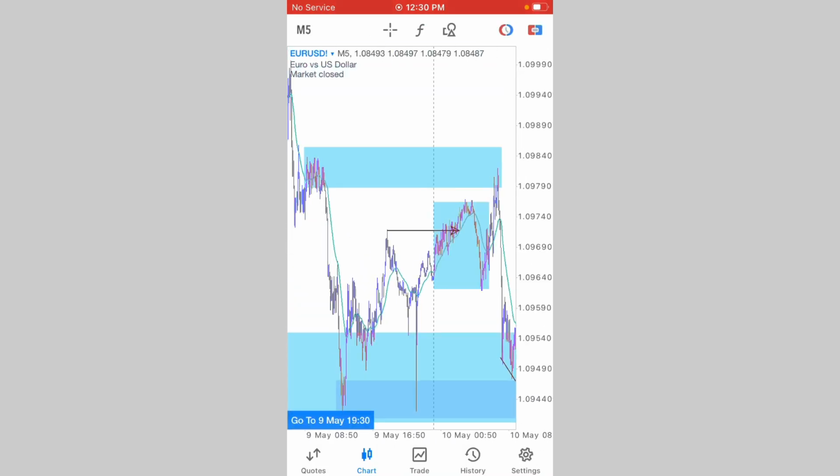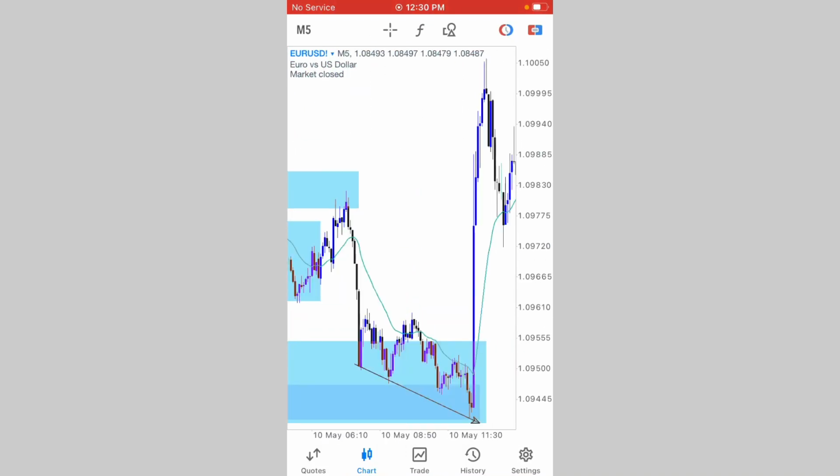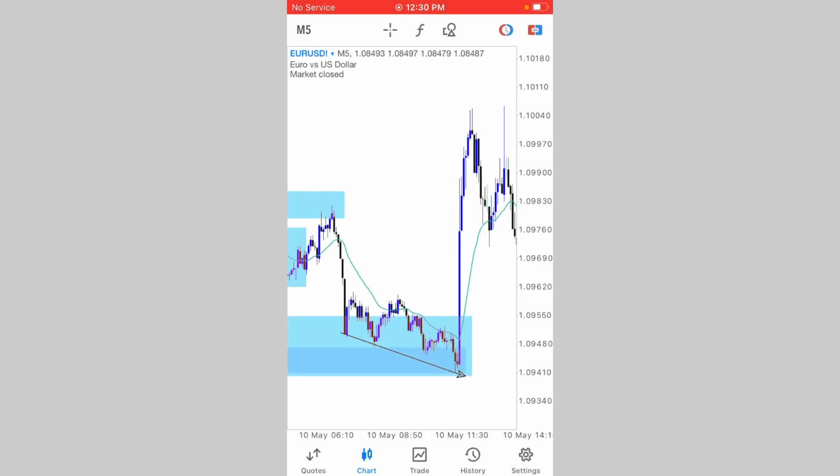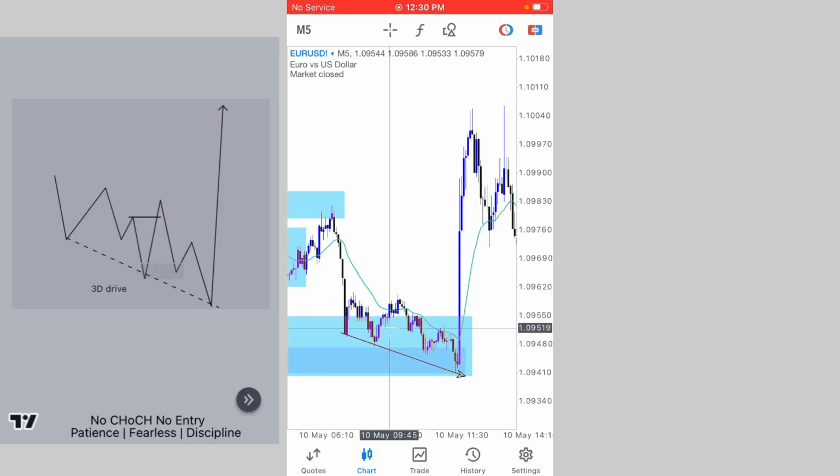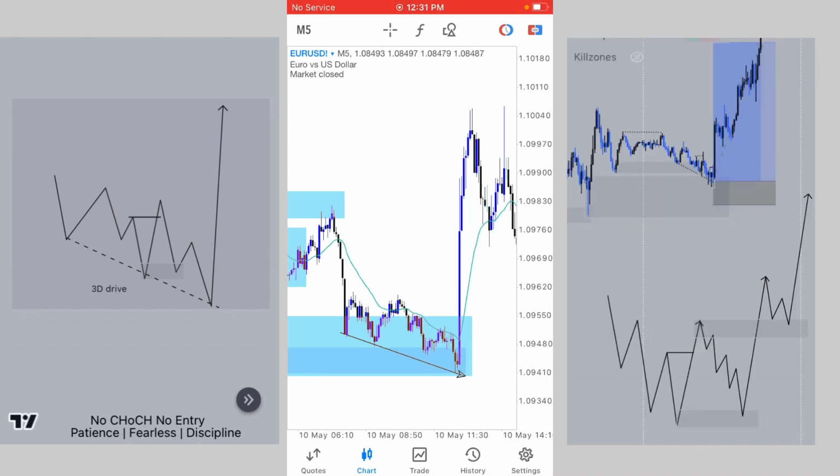I trade with 3D drive, so I will show you what 3D drive looks like. So this 3D drive is a first touch, second touch, and third touch entry. First touch, then the second touch has to go up and break the little structure, then come back for a third touch. So that third touch will be my entry and execution level, understand. Then the second entry confirmation that I use is change of character. So I will also show you guys on the screen how it looks like.